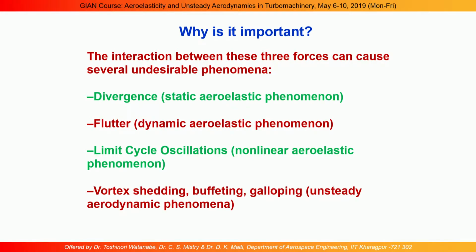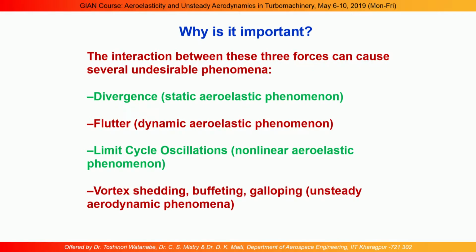The interaction between the three forces can cause several undesirable phenomena, whatever I have discussed. Divergence: you have to find out the divergence speed, and that divergence speed should be beyond our flight envelope. Another is flutter. Flutter is the dynamic instability, while divergence is the static instability. How can I interpret this physically?